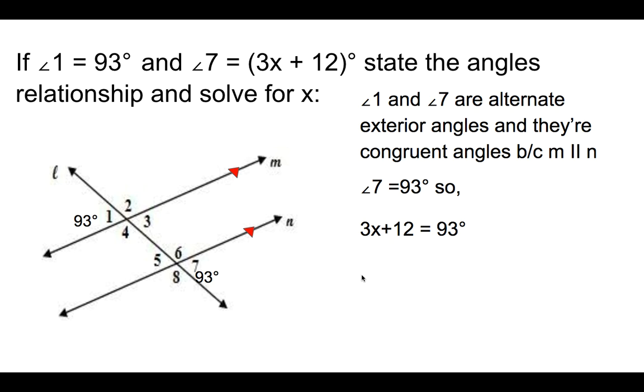Then from here, we're just going to do some algebra to get x by itself. So I'm going to subtract 12 from both sides. I have 3x is equal to 81, divide both sides by 3, and I get 27.